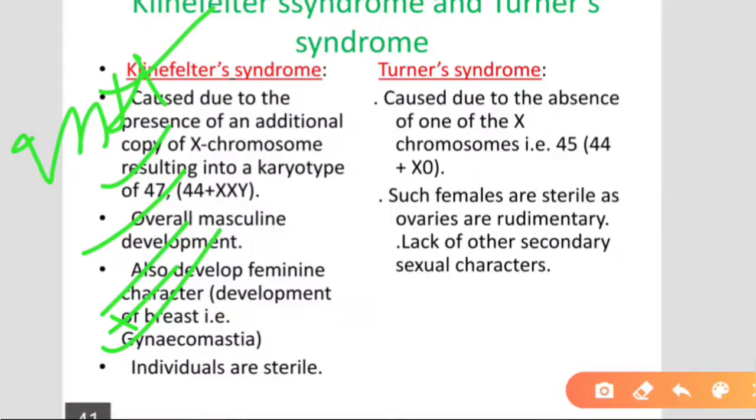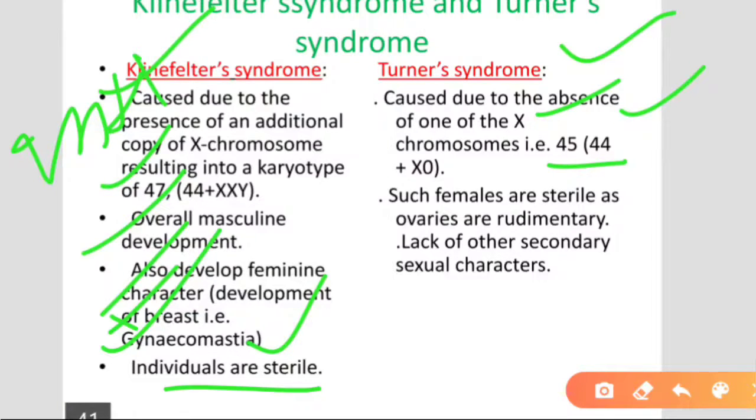What is gynecomastia? When breasts develop in males, it is called gynecomastia. Individuals are sterile, they are not fertile. Turner syndrome is caused by the absence of one X chromosome, that is 44 plus 1, total 45. You can see these are autosomes, these are sex chromosomes, X plus 0. Such females are sterile as the ovaries are rudimentary, with lack of other secondary sexual characters, that is called Turner syndrome.